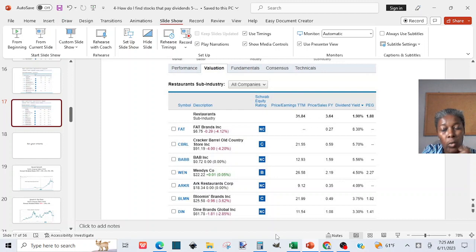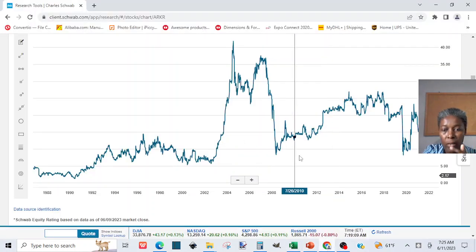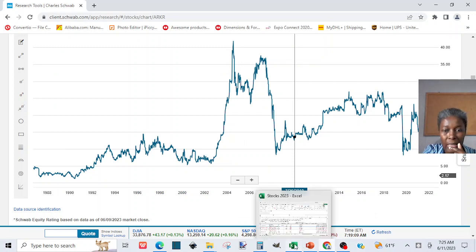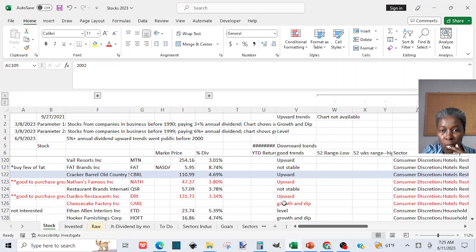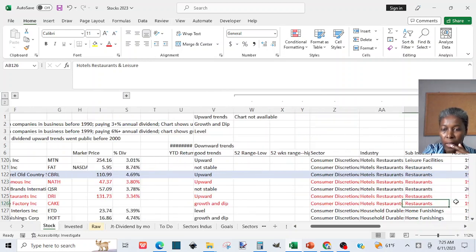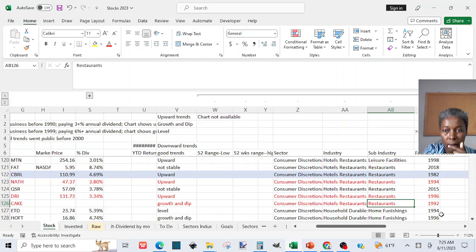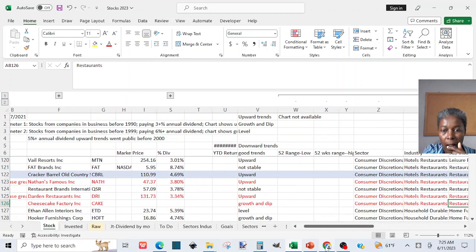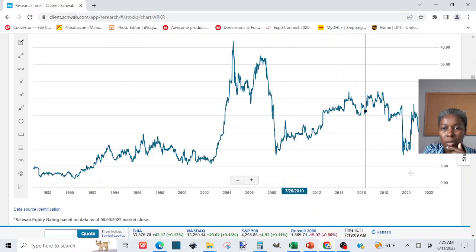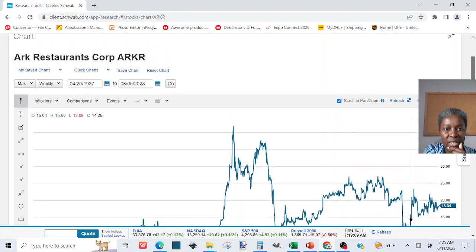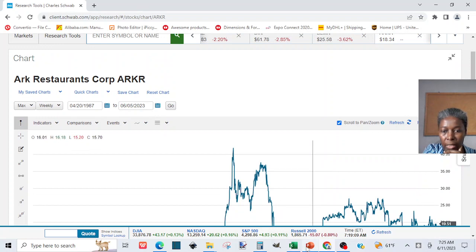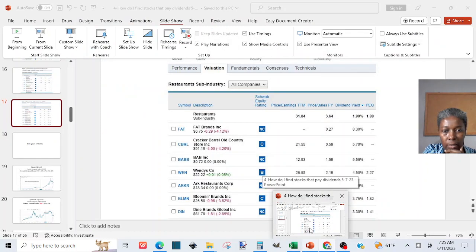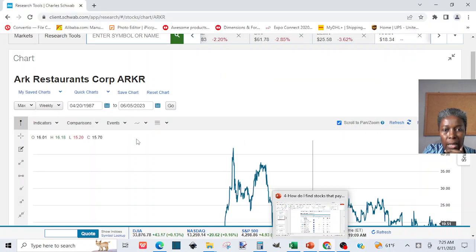So you can put a note next to it, or you can just have your growth and dip. You write it down on your spreadsheet and you write the year 1988. So you write the trend and you write the year that it went public. I don't think I have that component on my spreadsheet, so I'm not going to insert it right now. So now that you are done with this medical, let's go to the next one, and the next one is WEN.